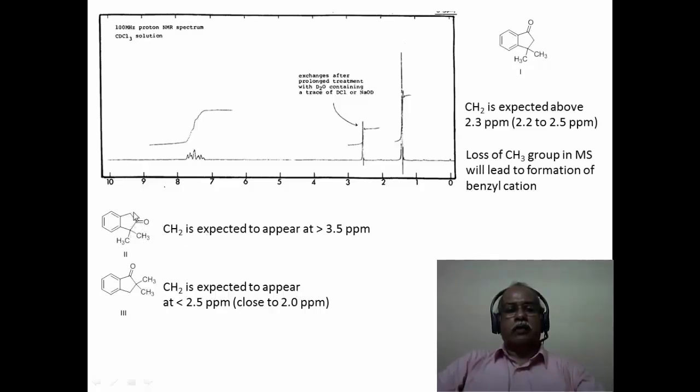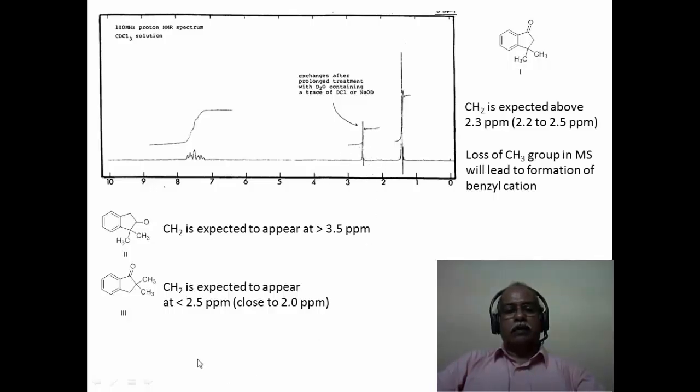This CH2 hydrogen is actually benzylic as well as acetyl kind of a CH2. So this will essentially come at more than 3.5 ppm. However, in the spectrum it comes around 2.7 ppm or so. So this structure can be ruled out based on the NMR spectrum also.